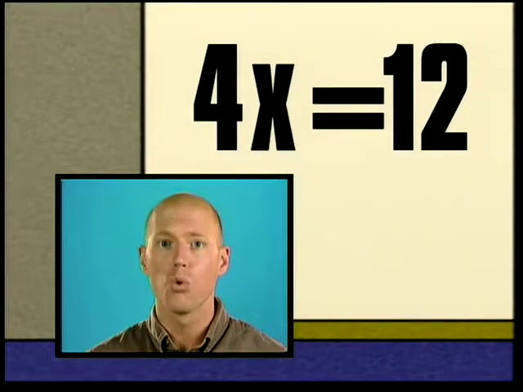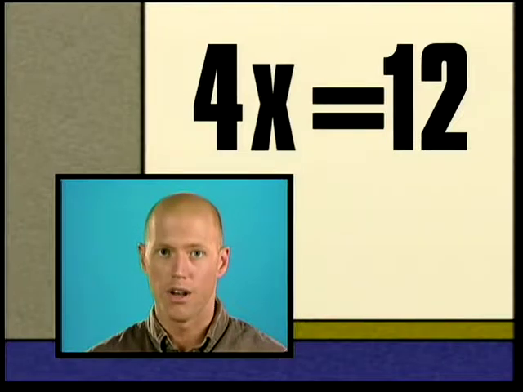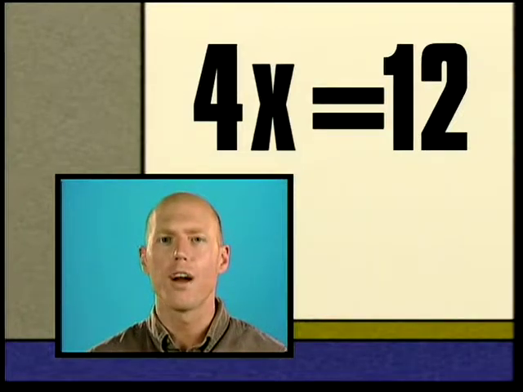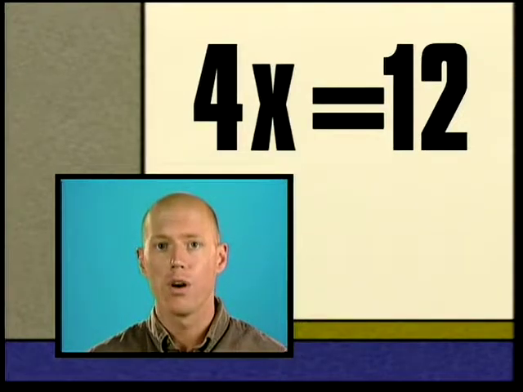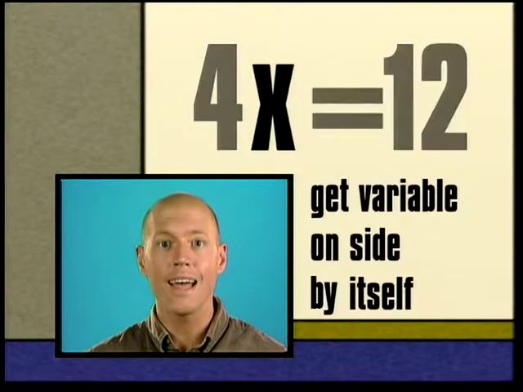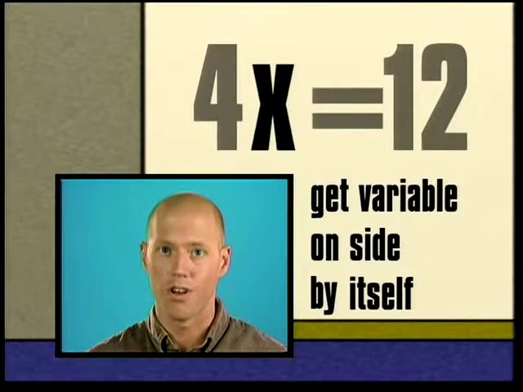That means we've got the equation 4x equals 12. Remember, we're trying to figure out the value of x. Therefore, what we've got to do is figure out how to get x on a side all by its lonesome self.